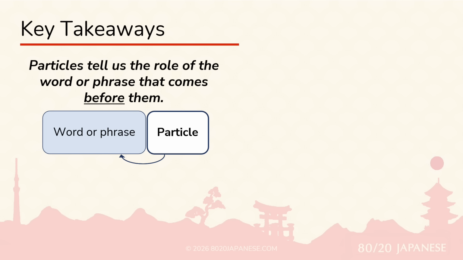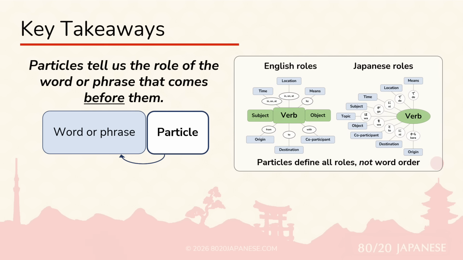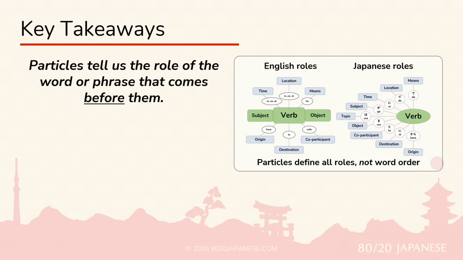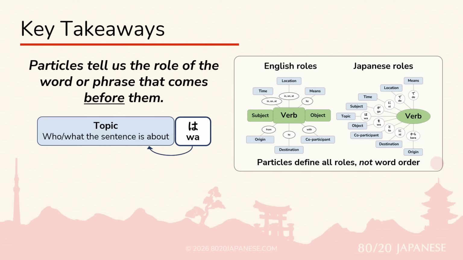And one important difference with English is that in Japanese, we don't use word order to define certain roles. In English, word order tells us the subject and object, but in Japanese, particles do that job, and because of that, word order in Japanese is quite flexible. As we saw, the particle wa is used to mark the topic. The topic is kind of like the subject, but not quite. We won't get into that here because that's a whole other concept in and of itself.